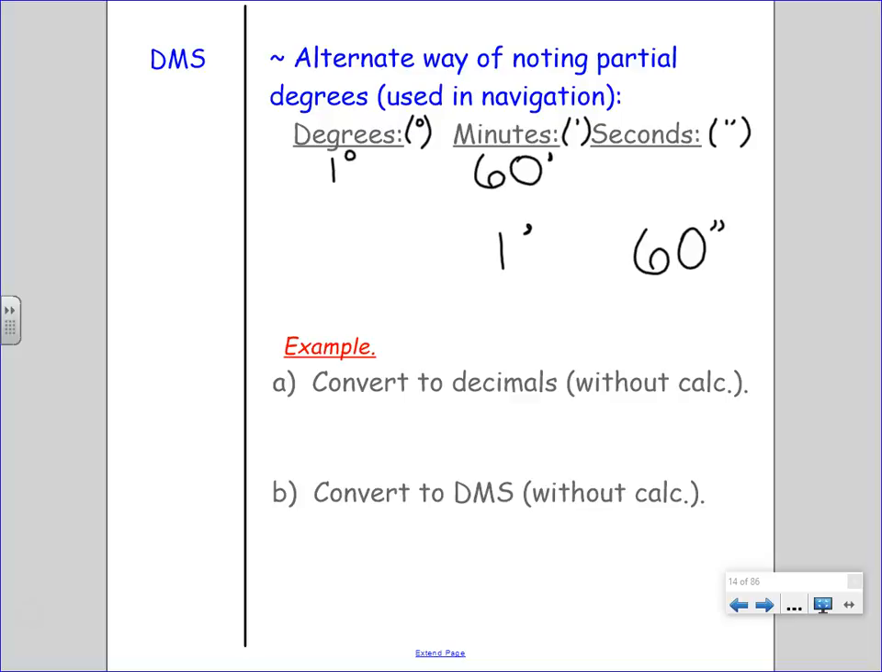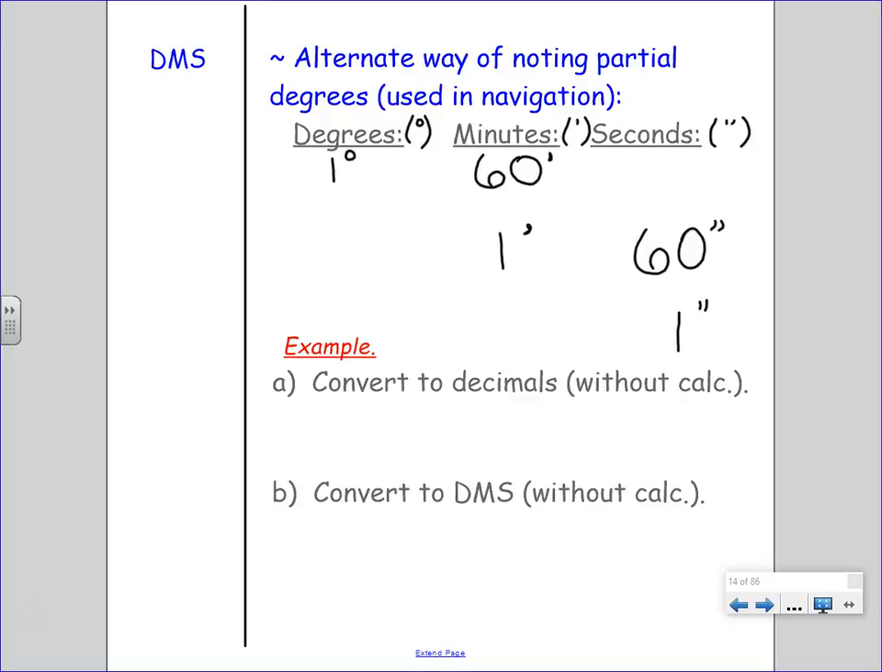We can split 1 degree into 60 minutes. We can split 1 minute into 60 seconds. We can split 1 second into, okay, that's small enough. We'll say it's pretty stinking precise at that point.